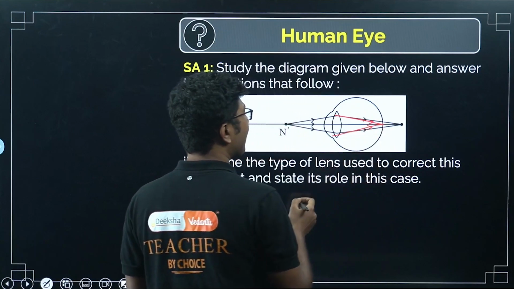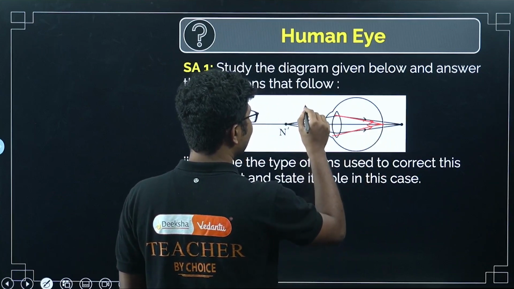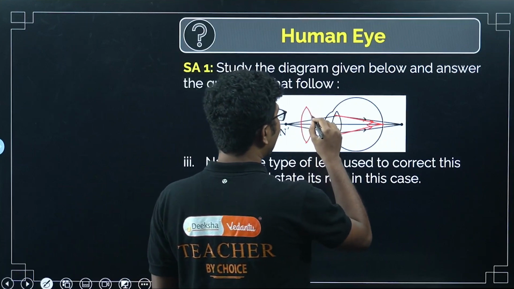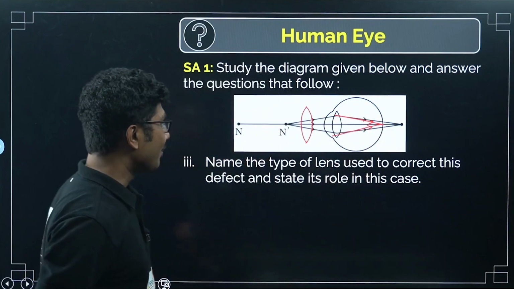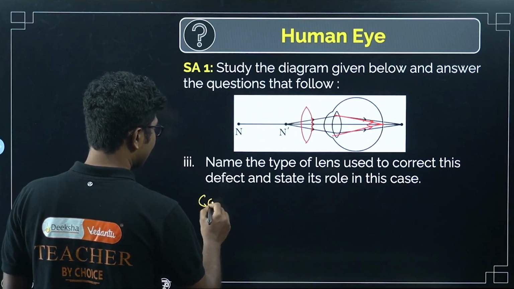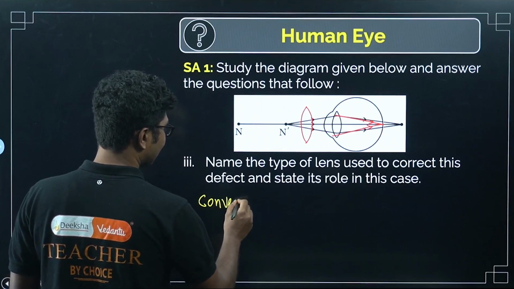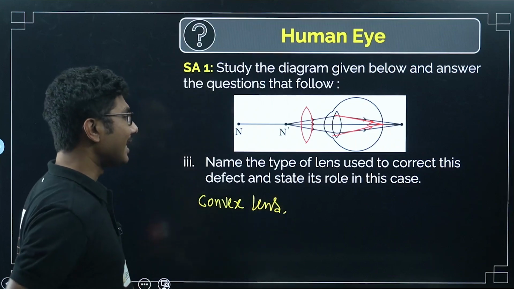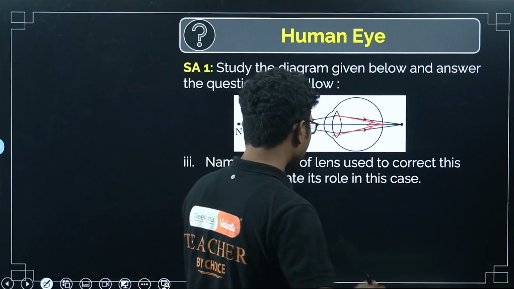That means we have to use a convex lens. Convex lens helps to focus the rays closer to the retina. So basically we have to use a convex lens. So the answer is convex lens, because it helps to focus the rays on the retina.